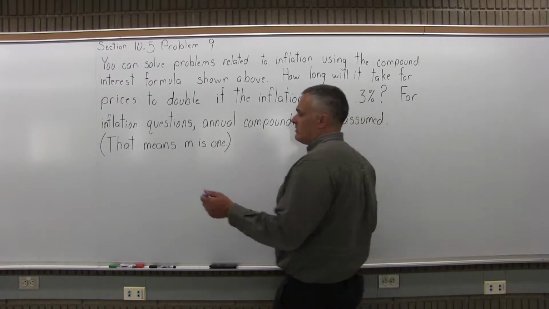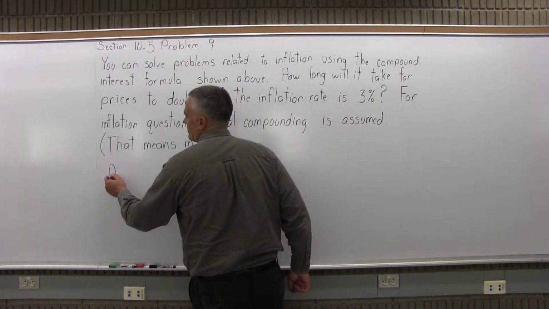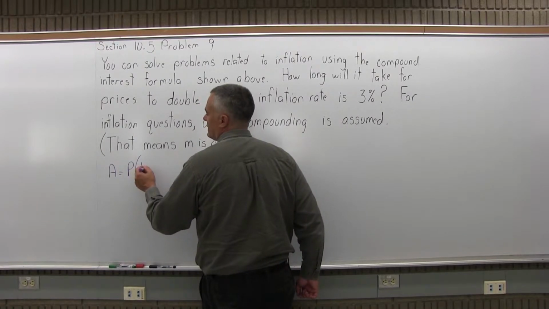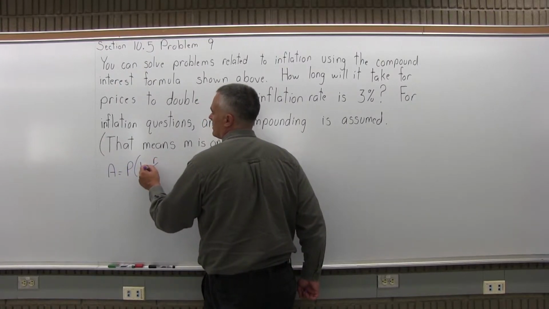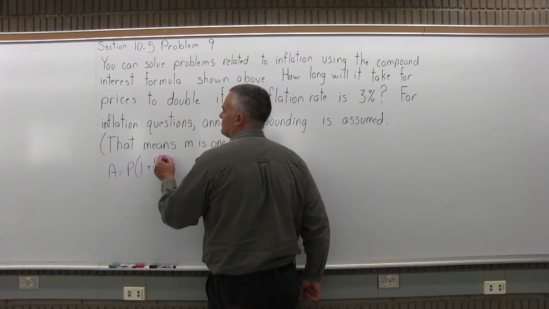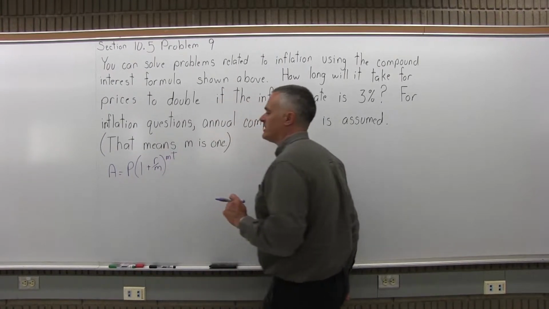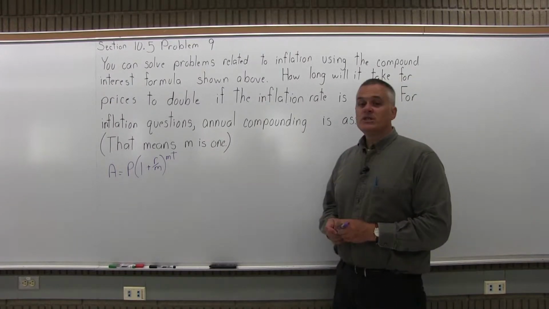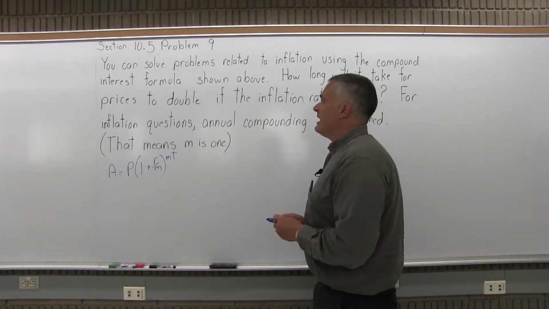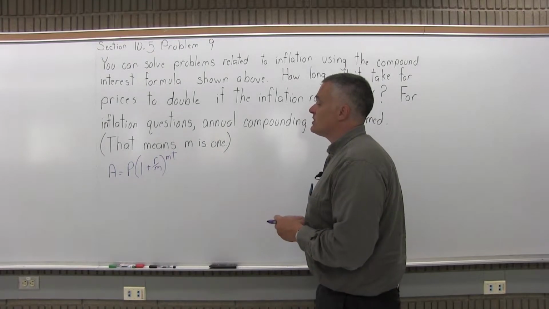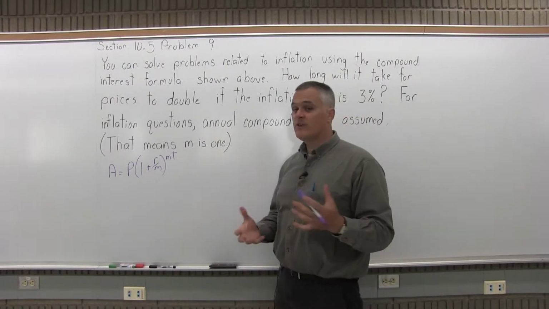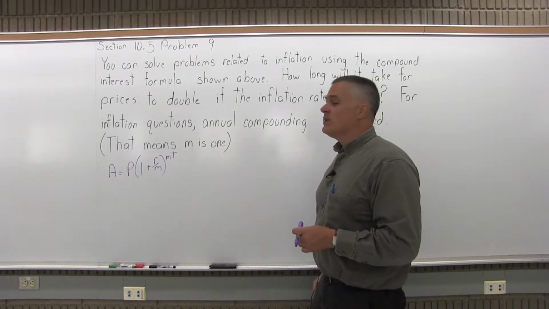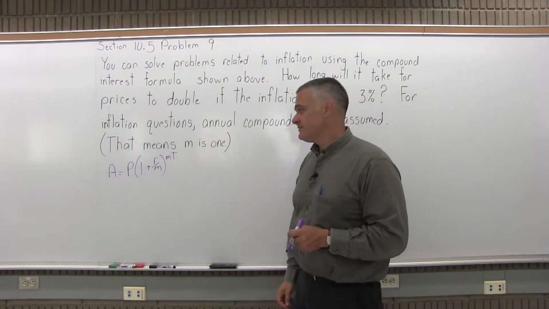So the question makes reference to the compound interest formula, which they claim is shown above. So just to remind you what it is, the compound interest is A equals P times in parentheses 1 plus r over m, close the parentheses, raised to the exponent of m times t. So it says you can use that formula to answer inflation questions. And it asks you if the inflation rate is 3%, which is fairly accurate. Most years it's somewhere around there, around 3%. How long will it take for prices to double?